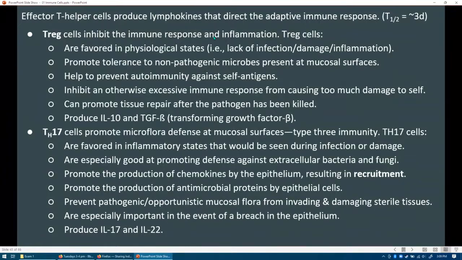But there are more T helper cells, and you will have to know these for immuno. If you're taking micro, I don't really think we cover these as much, but definitely know these for 425.